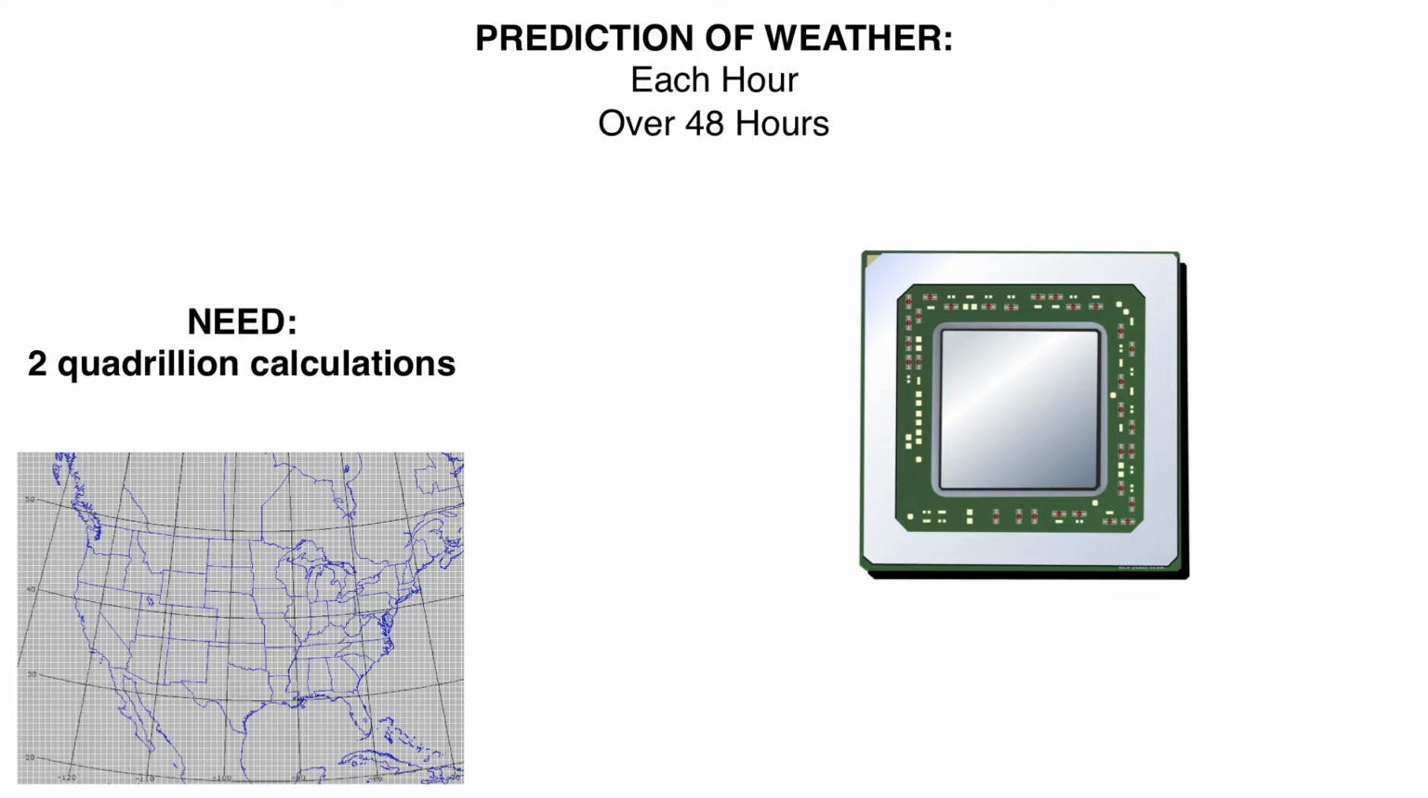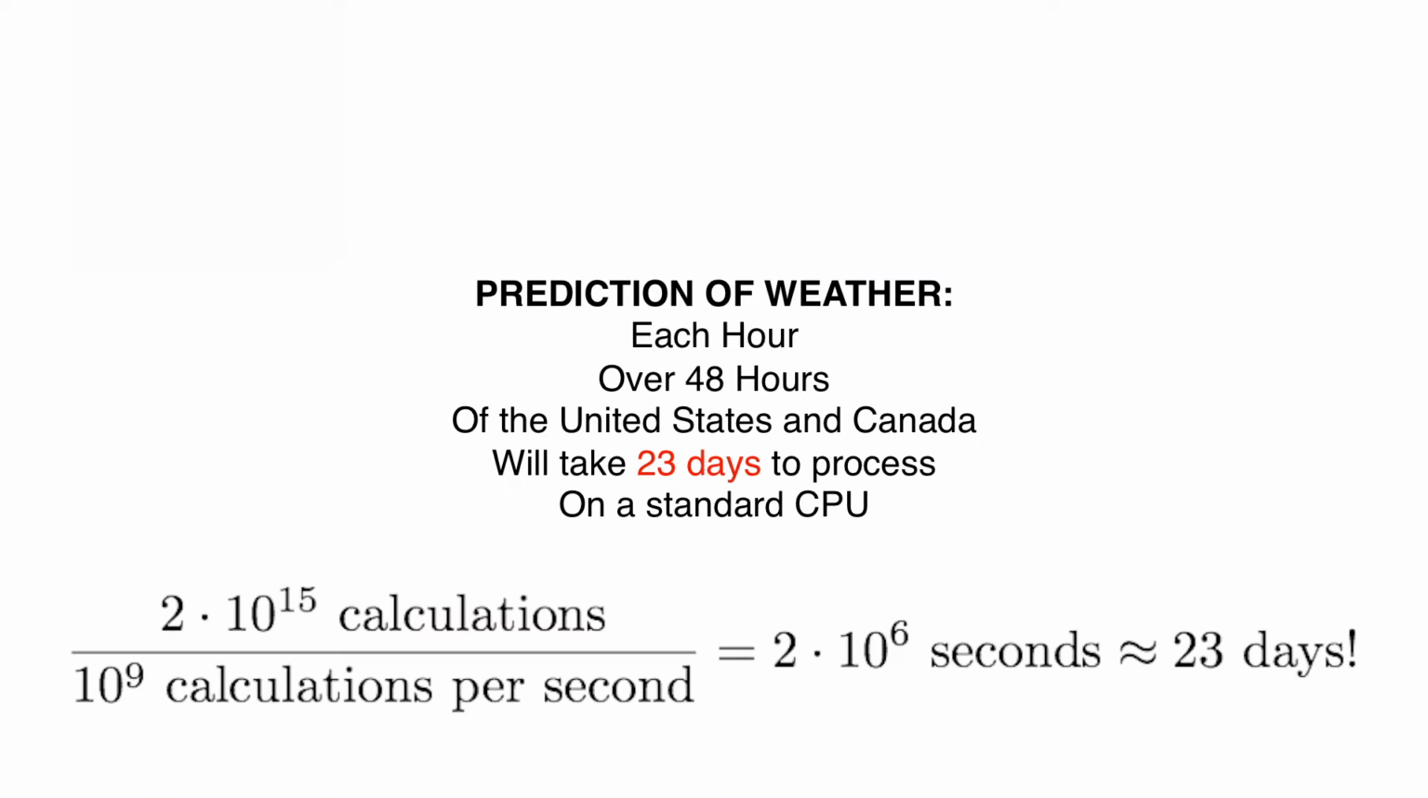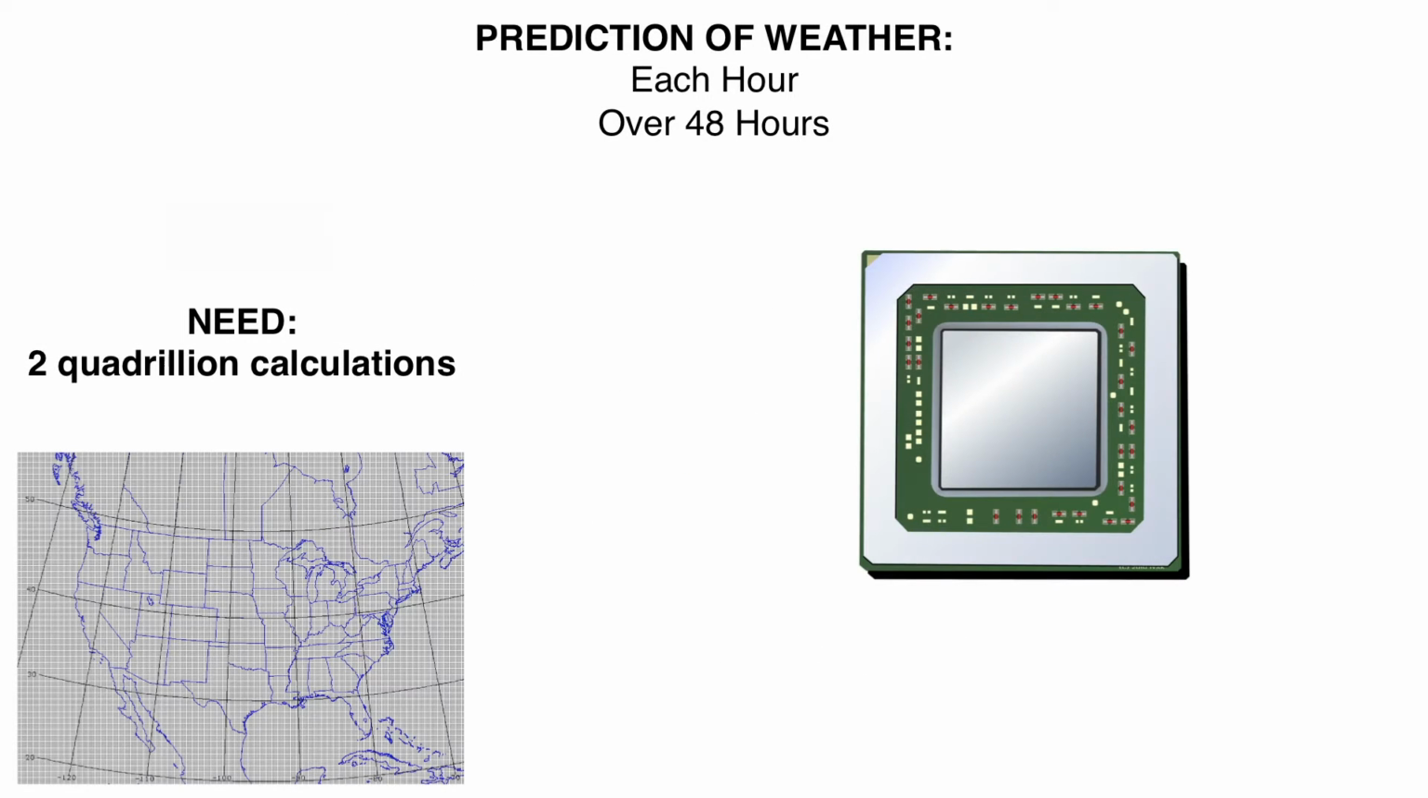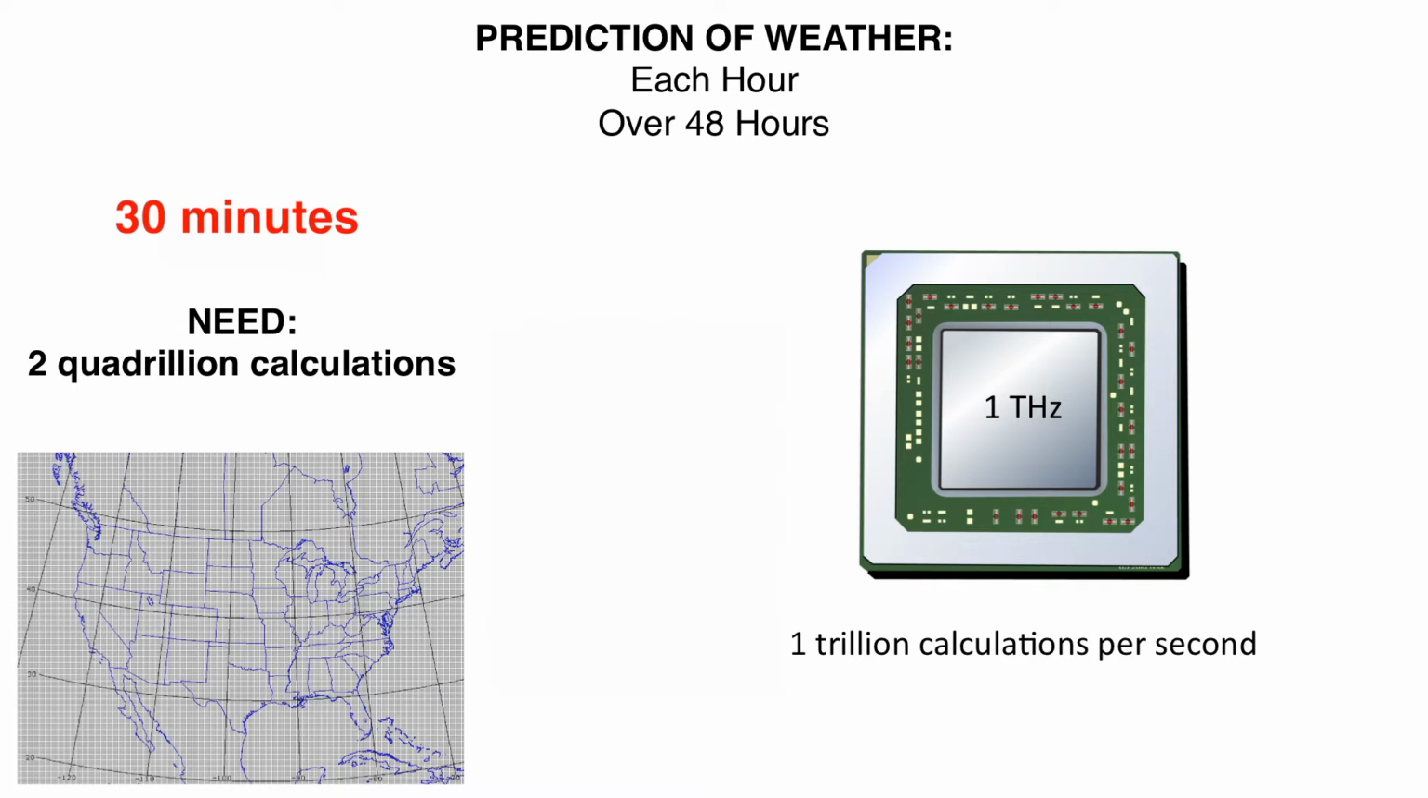Now, most computers have a clock speed of about 1 gigahertz. That is about 1 billion calculations per second. So, this whole process will take about 23 days. In other words, the situation is hopeless without more computational power. Imagine if we could perform 1 trillion calculations per second, then this problem would take a short 30 minutes. This may seem like a short amount of time, but in reality, we are getting the results we need by the skin of our teeth.